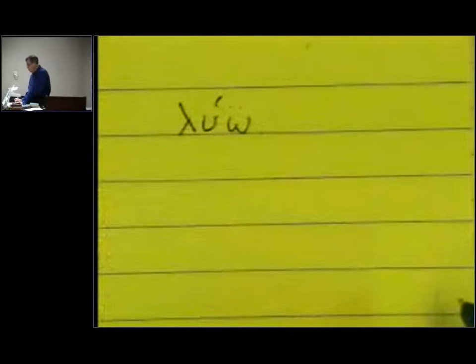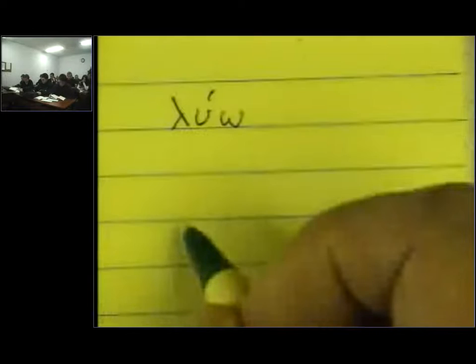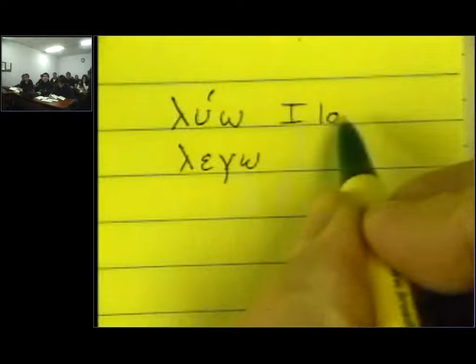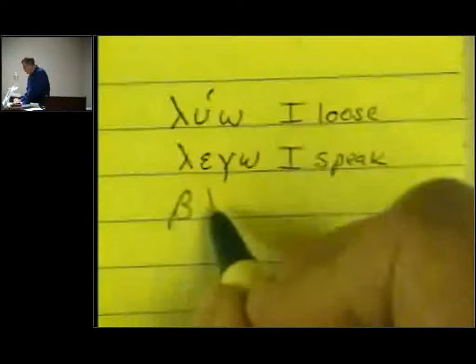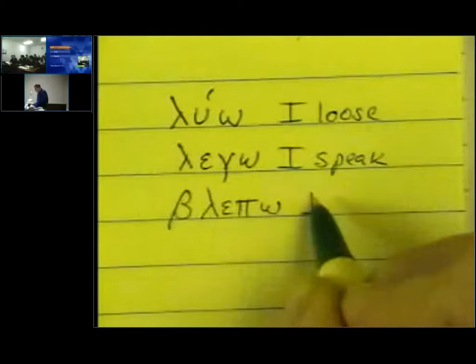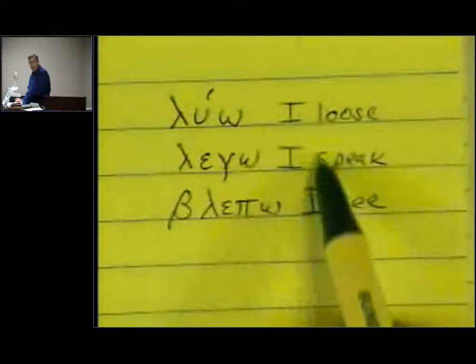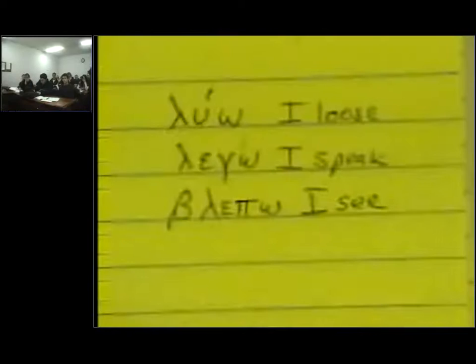Let's write the verb luo. Luo means I loose or I destroy. And we already learned lego, which means I speak. We already learned blepo, which means I see. Notice I'm defining these as I do these things. That's because the ending is o.